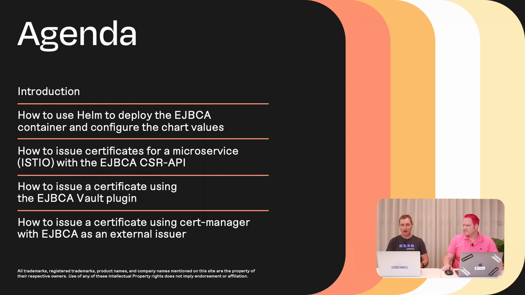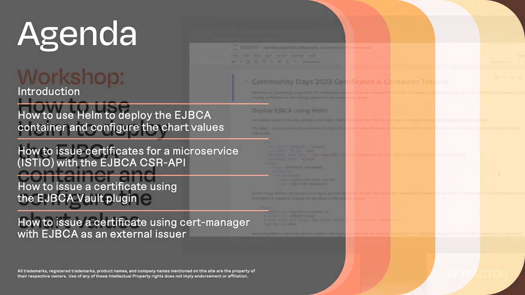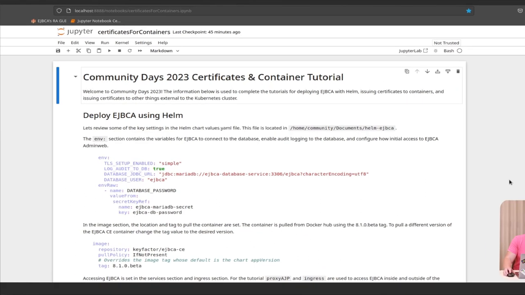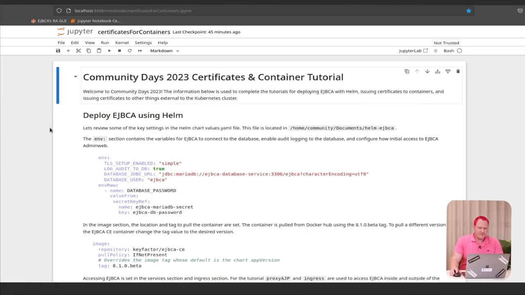So kicking it off, the first workshop, we're going to talk about how to deploy EJBCA in a container. And I'm going to hand it over to my good friend Sven to walk us through it. All right. Thank you. So we will first go into the image here that we've got, and we've got our Jupyter notebook open. And what we've got in the first section here is deploying EJBCA using Helm. So Anton, one of our professional service engineers, put together a Helm chart for us.